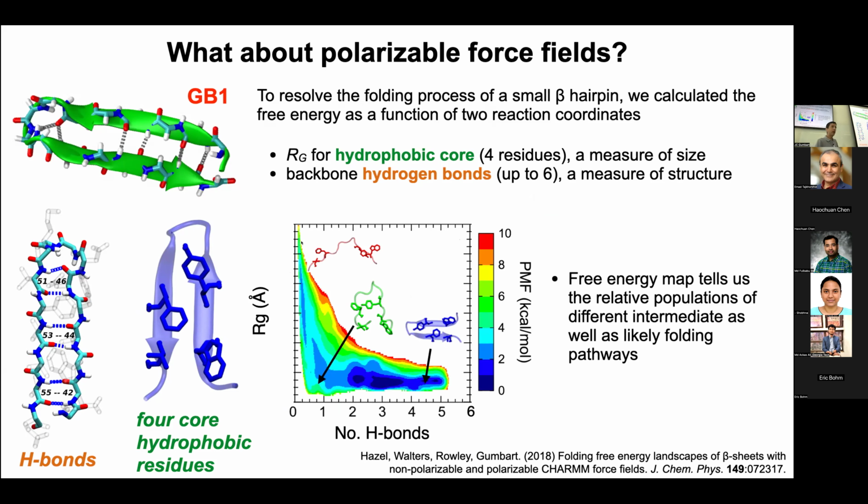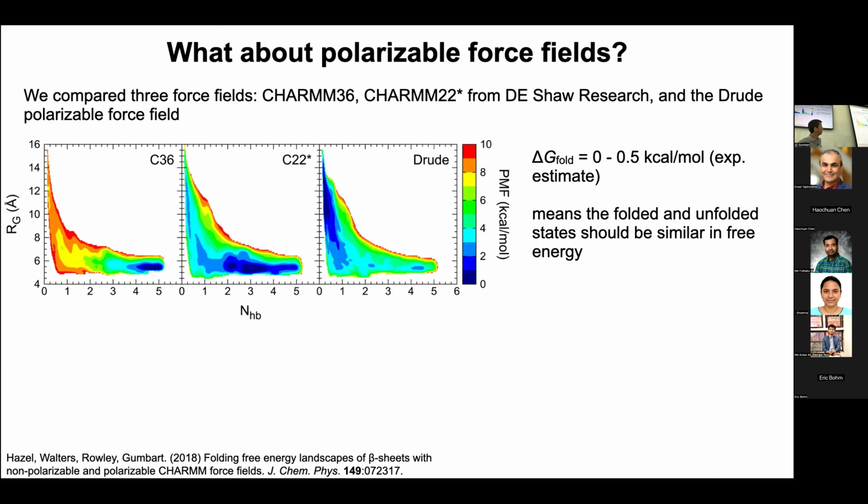That's the basic idea of what we did, but we did this for a few different force fields. We used CHARMM36, which is our bread and butter standard force field, fixed charge, not polarizable. We also used another interesting one called CHARMM22*. This comes from D.E. Shaw Research. You may have heard of them. They have the Anton machines, or they make them. And then we used the polarizable Drude force field.